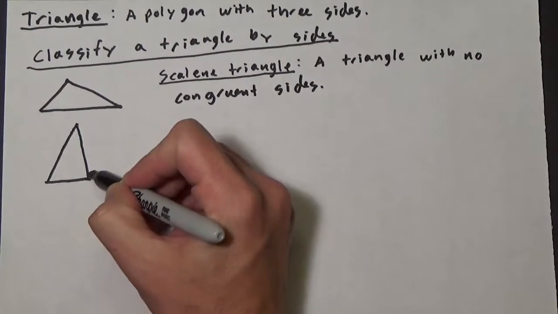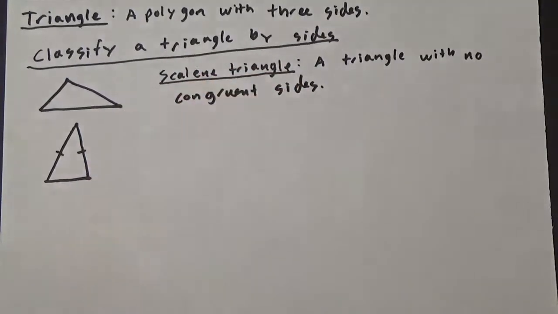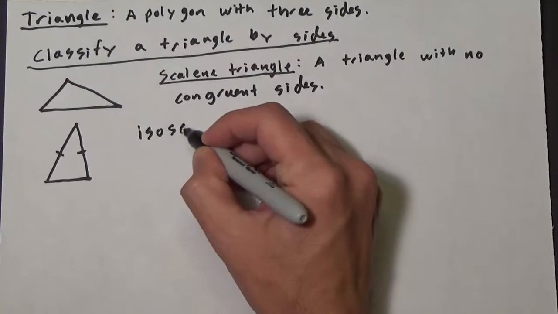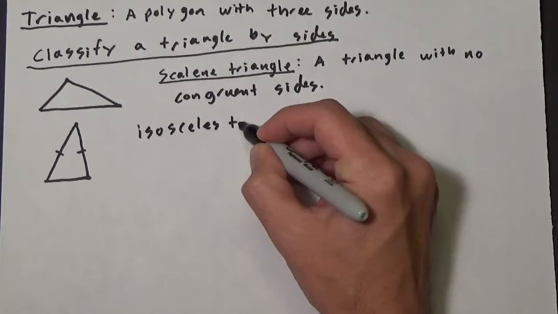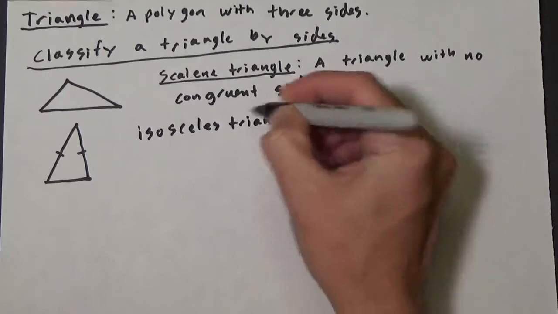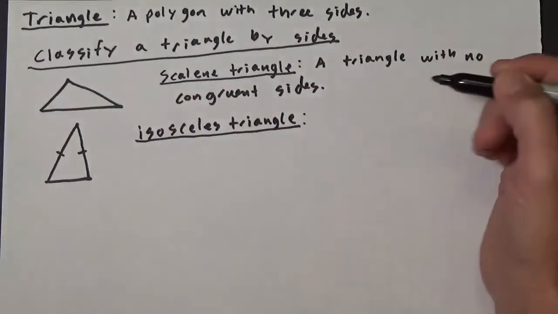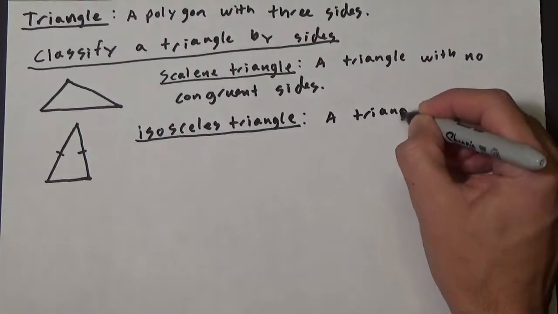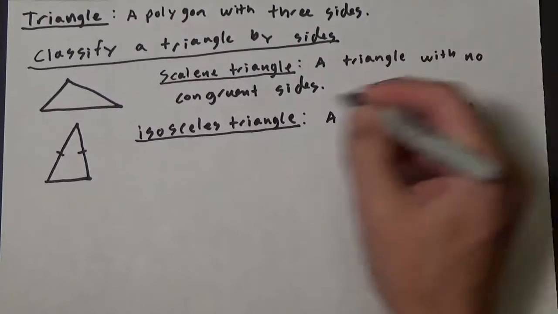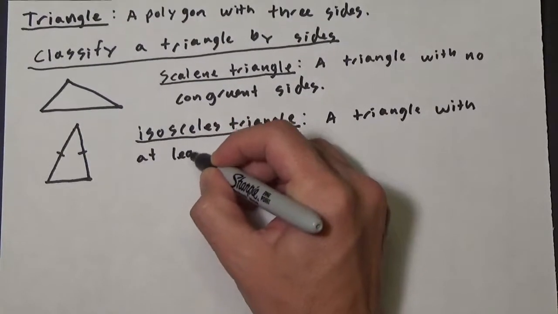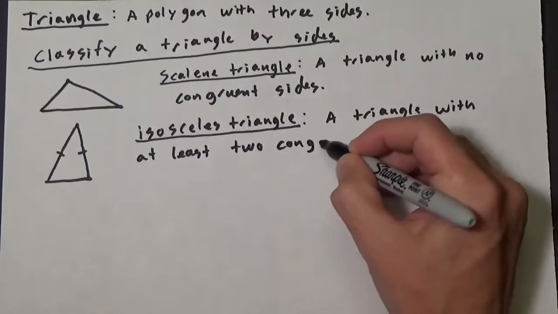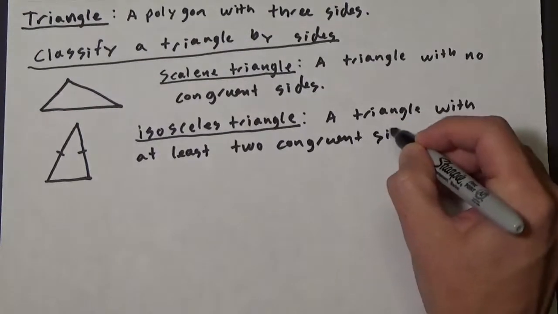The next triangle is, let's say we have a triangle with two congruent sides. In this case, this is an isosceles triangle. And so this is a triangle with at least two congruent sides.